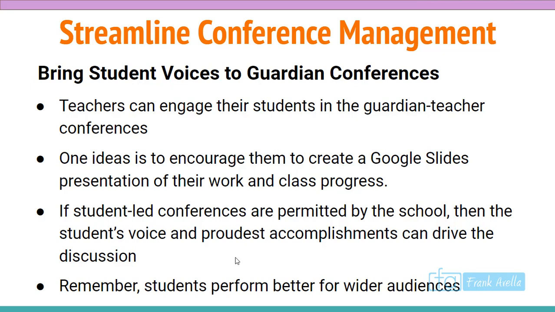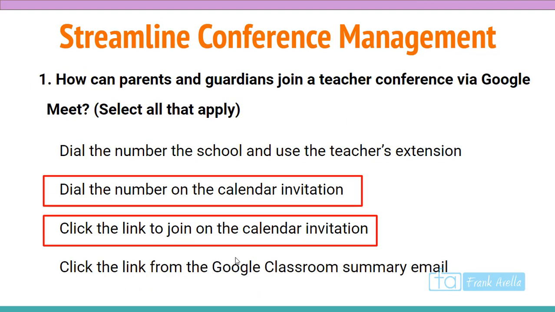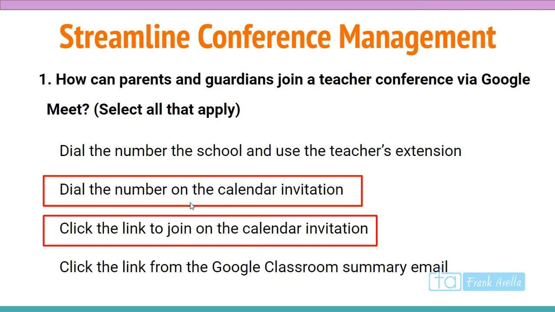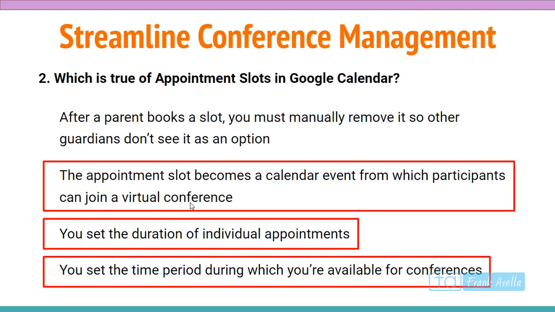So it's saying if you're having a conference with a parent, bring the student in, let them present their Google Slides presentation. And they can do that in Google Meet. They just hit that present button down at the bottom, and then they would go up to share Chrome tab, something like that. Okay, how can parents and guardians join a teacher conference via Google Meet? They can dial the number on the calendar invitation, or they can click join on the calendar invitation, right? So you're going to get a calendar invitation, and you can click join, or you can just dial the number.